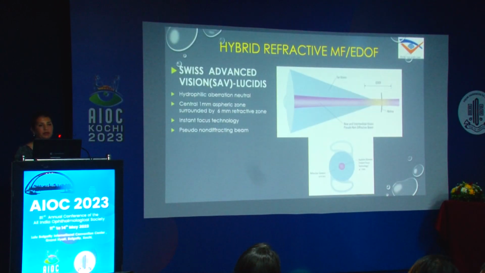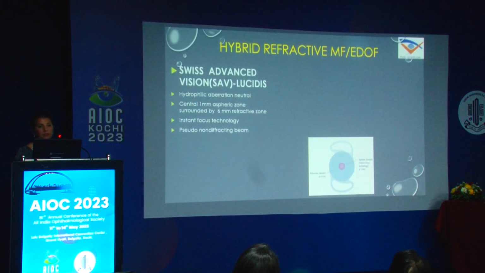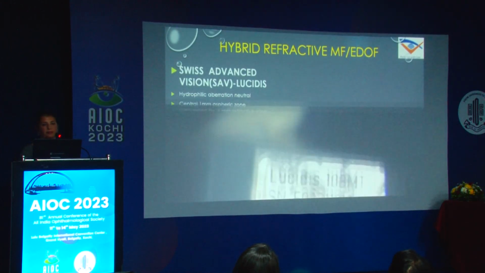Then coming to the hybrid lenses, the Swiss EDOF lens, the Lucidus lens, again is a very nice lens to use, very safe. It basically has a pseudo non-diffractive beam in the center, and this gives an extended depth of focus. It's like a plate haptic lens. It is a closed loop lens though, and these lenses center very well, and patient satisfaction with these lenses is very good. Of course, some patients do complain of a little bit of waxy vision at times, but generally they are happy.